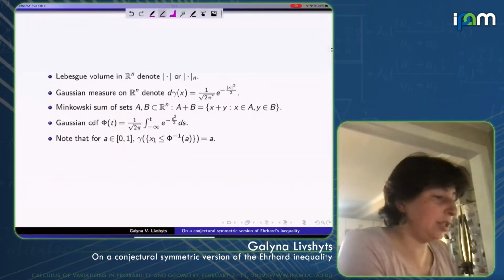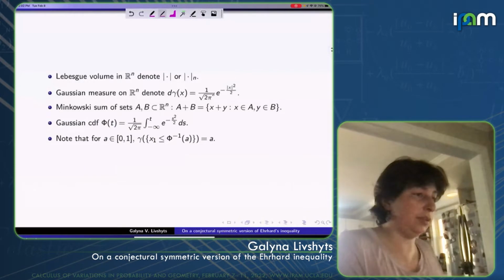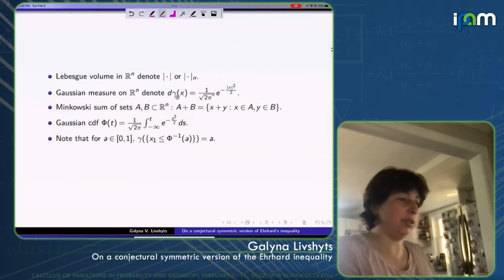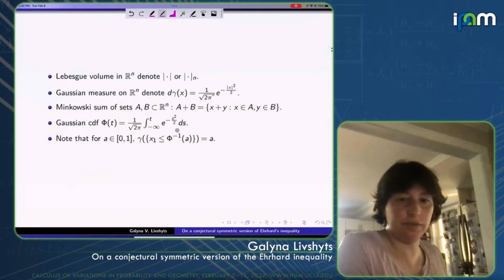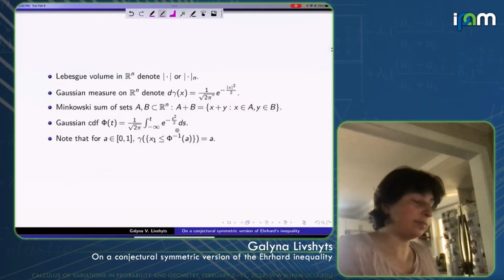So I will denote the Lebesgue measure as written here. The Gaussian measure I will denote as letter gamma, and there is a standard notation for the Minkowski sum of sets. The CDF of the Gaussian measure is written here.